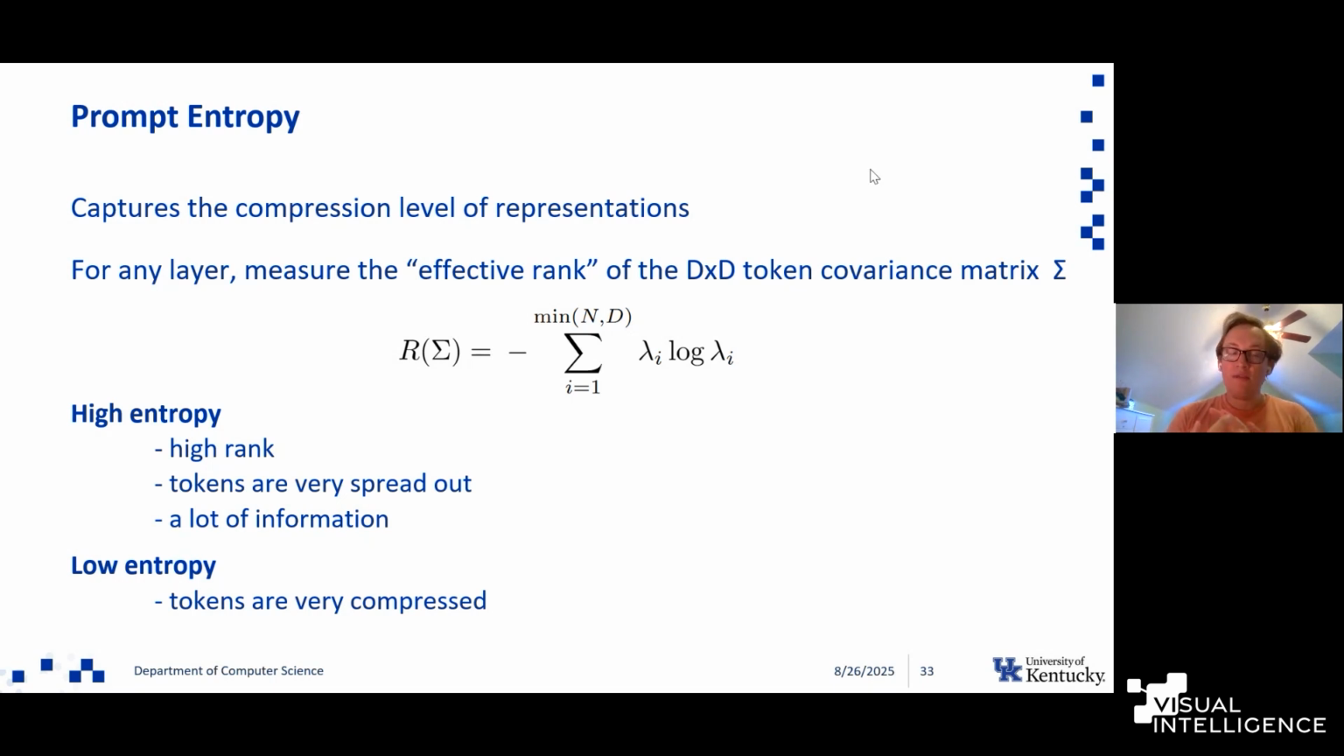If our entropy here is high, that means our covariance has a high rank. Each dimension is pretty unique, and the tokens are very spread out, and there's a lot of information captured in the embeddings, meaning the model is extracting a lot of information from the prompt. That's for a high entropy. But on the other end, at a low entropy, the covariance is very low rank, and you can say that the tokens are very compressed, and there's not a lot of unique information among the tokens.